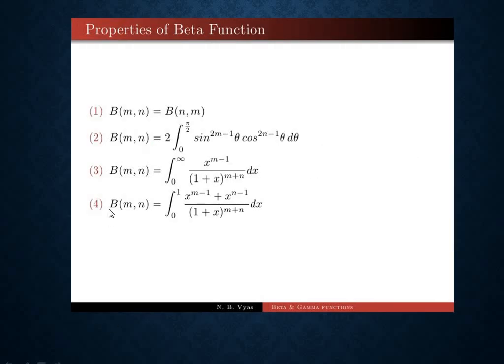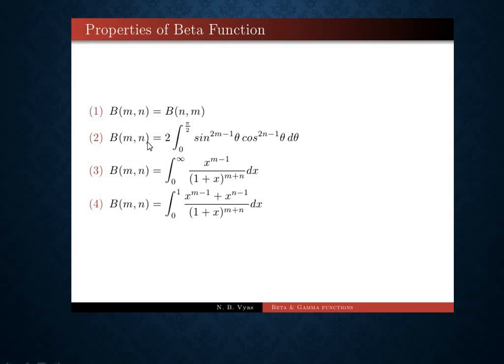Now we will see some properties of the beta function. Beta of m comma n is equal to beta of n comma m. This is called symmetry of the beta function. So we will see proofs after this slide. We will see how you can prove this one, the symmetry property of the beta function.